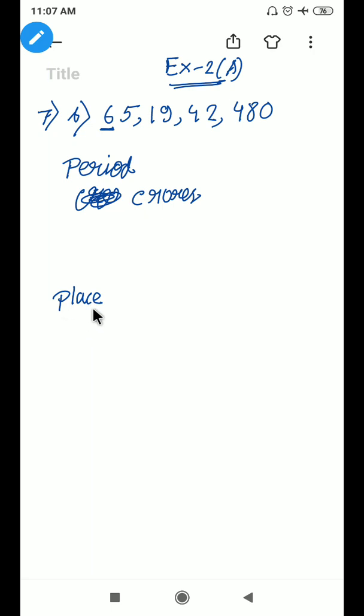Crore. And what will be the place value of this underlined digit? Whenever you find the place value of any underlined digit, firstly put that digit, and after it, how many digits are there? 1, 2, 3, 4, 5, 6, 7, 8. So 8 zeros will be here. 3, 4, 5, 6, 7, 8. Clear? Now let's see another example.